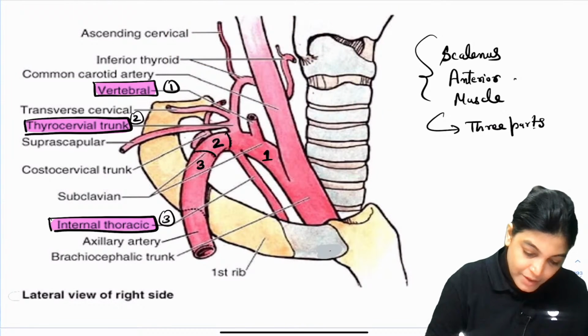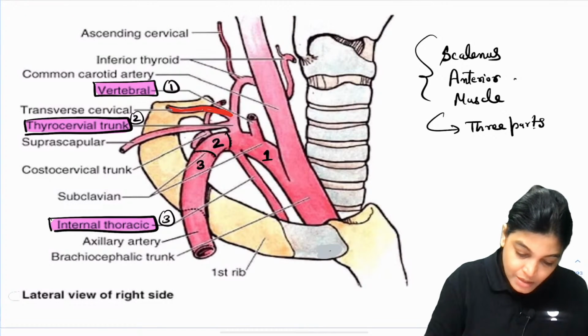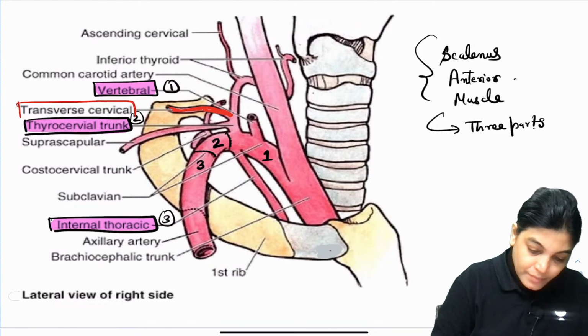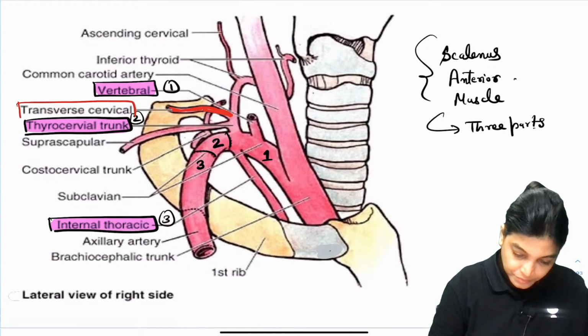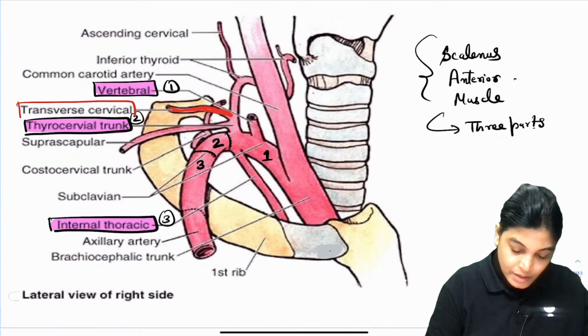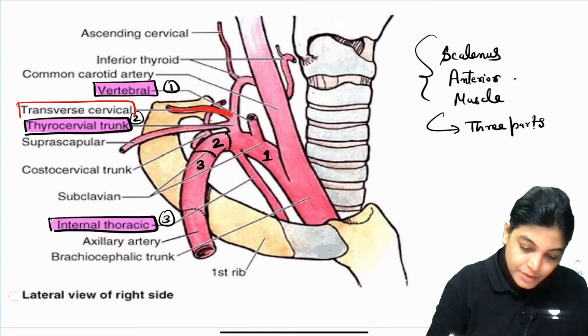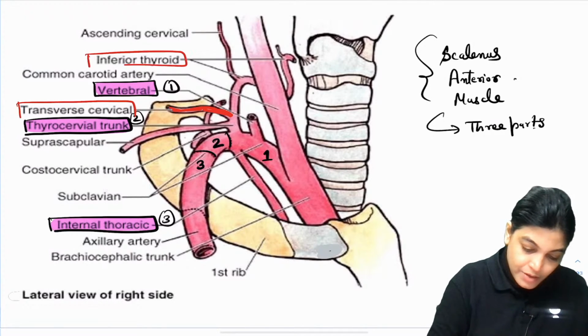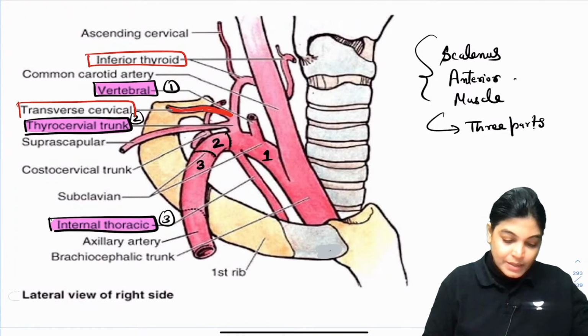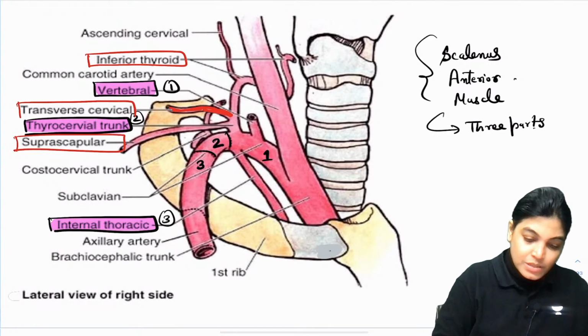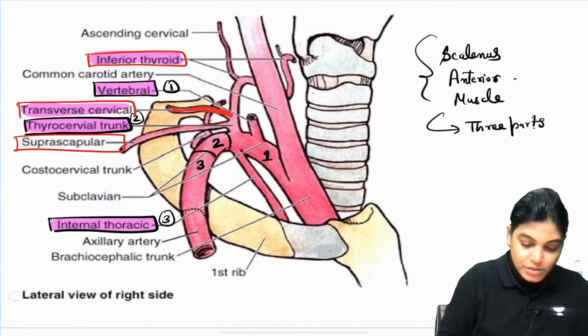So further branches of thyrocervical trunk are transverse cervical artery. It is also having inferior thyroid artery. Inferior thyroid artery is shown here, transverse cervical, inferior, and suprascapular artery. So see here, these are again further branches from the first part through thyrocervical trunk.